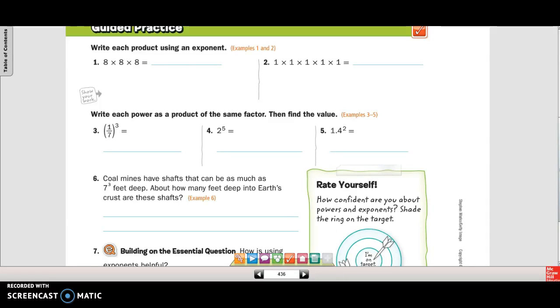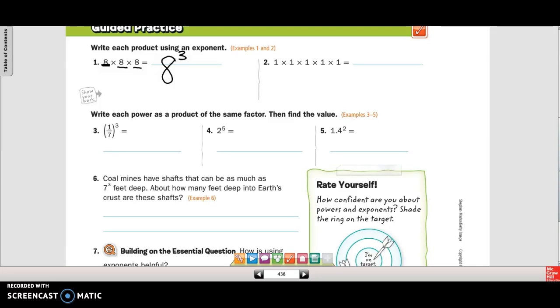And the top part, this is the easy part, we're going to be talking about writing each product using an exponent. So we're going to look for a base number. So there's 3 numbers that are the same. That is going to be our base number. And since there's 3 of them, our exponent is 3.